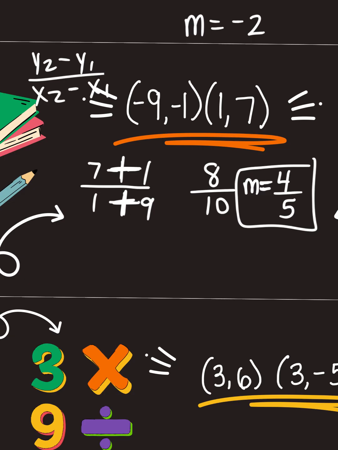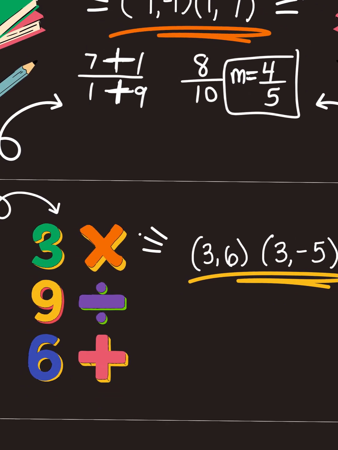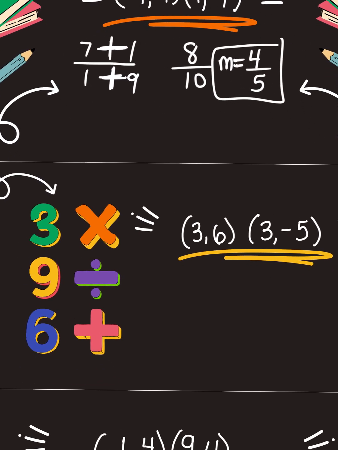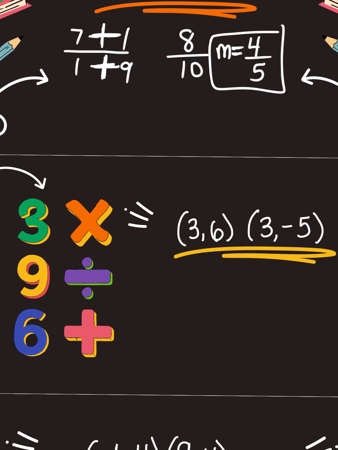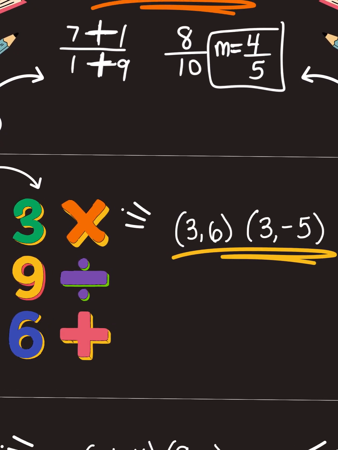M is 4/5. If you left it as 8 tenths, would it still be right? It would not be simplified. I want it simplified. So if you got that on the test, it'd be wrong? I would like it to be simplified.